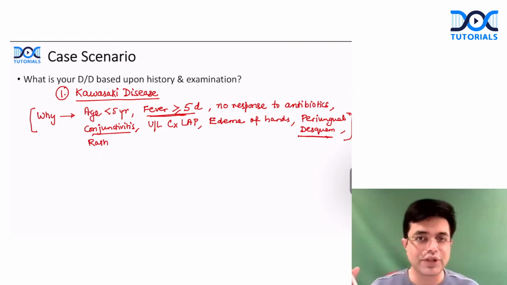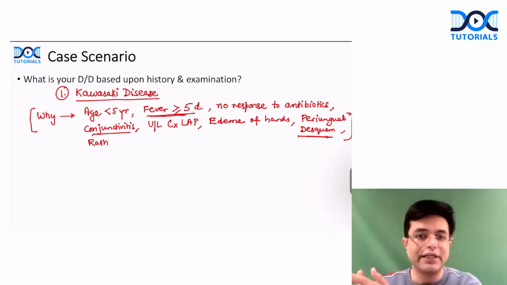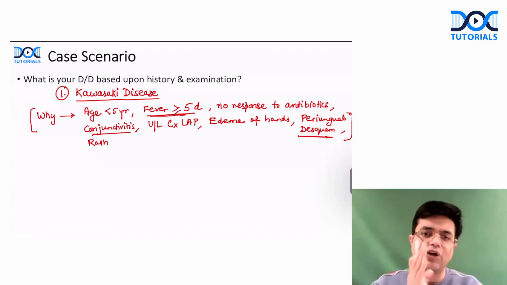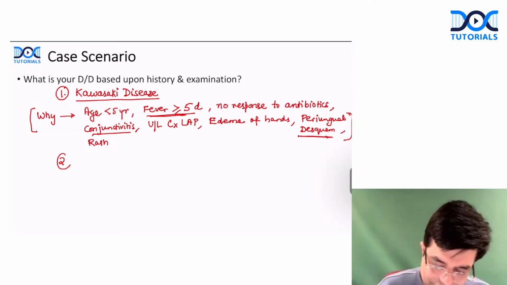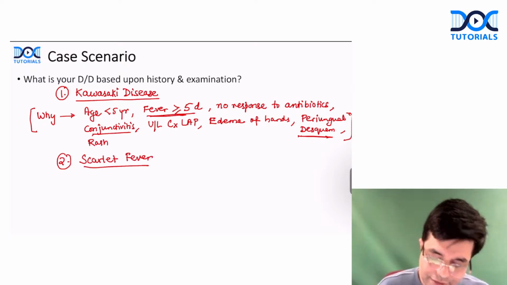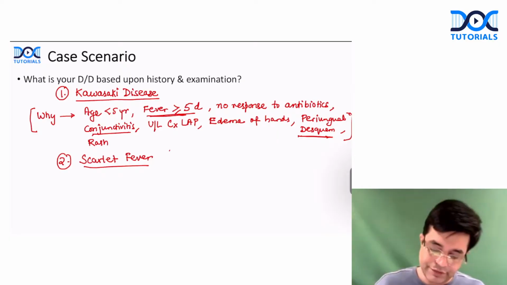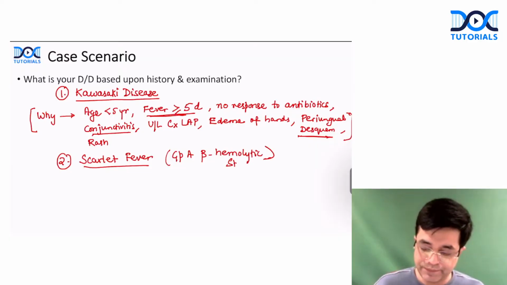It may not be diagnostic. The diagnostic criteria says fever along with any 4 other criteria, which I will be summarizing in the end. But this clinical possibility of Kawasaki will definitely be there. The second possibility you will think of in such a patient is scarlet fever. What is scarlet fever? Scarlet fever is a streptococcal infection, an infection caused by group A beta hemolytic streptococcus. That is the second possibility.